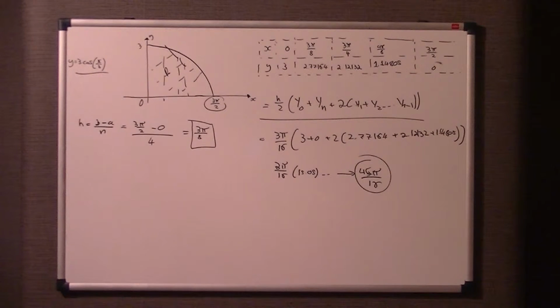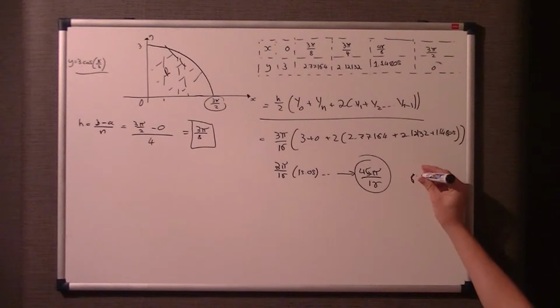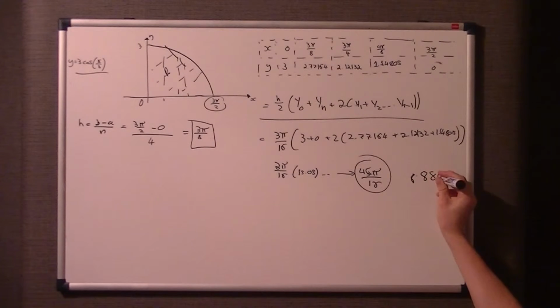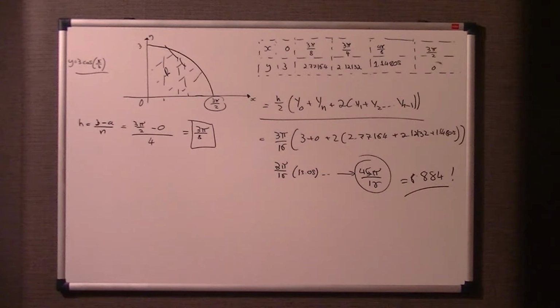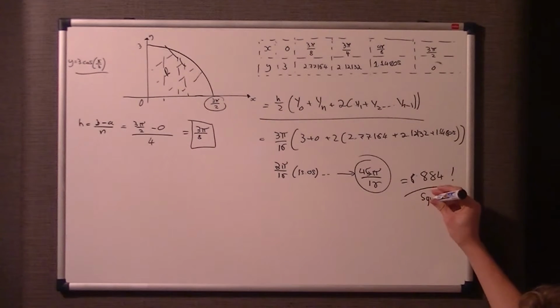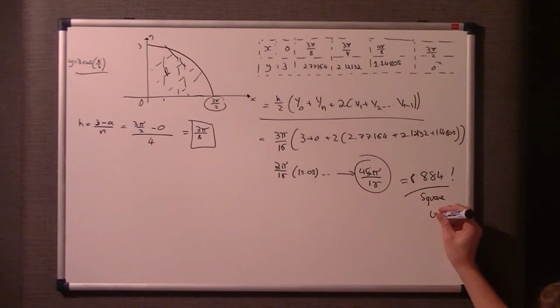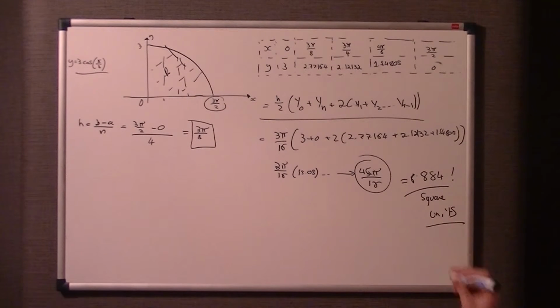So obviously I did this. It's 8.884, which is your answer to part B. Okay, so obviously you would put square units there because we're looking at area, and area is measured in square units, so it's always nice to put that if you want to pass.